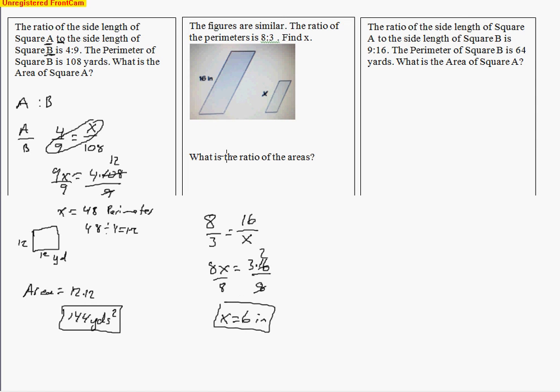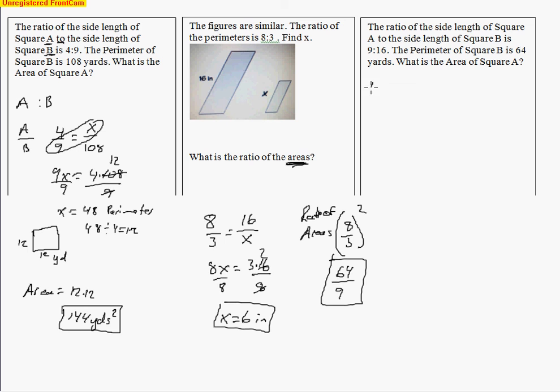But then it asks for what is the ratio of the areas. Well, the ratio of areas is just going to be the square of 8 to 3. So I need to square those two numbers. So you square 8, you get 64. You square 3, you get 9. So that would be the ratio of areas.